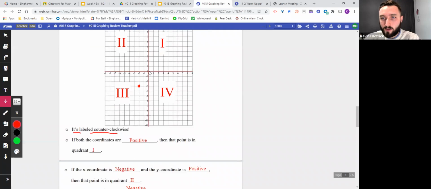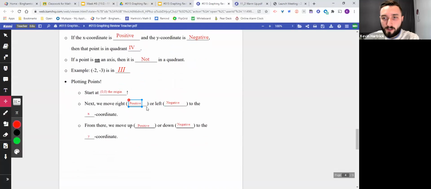So notice I started from the origin. My x coordinate was -2. That's negative. That means I'm going to the left 2. So that was my first step. Second step is from there, we move either up or down to the y coordinate. Up would be positive, down would be negative.